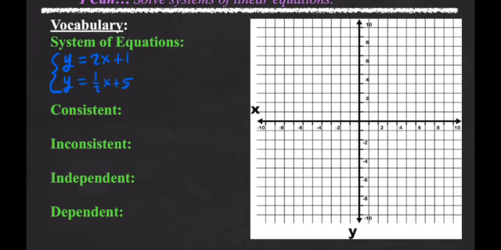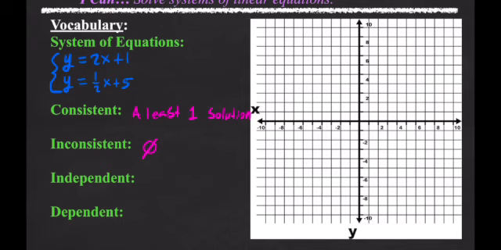So another word that we have is the word consistent. A system of equations is consistent if we have at least one solution. It is inconsistent if it has no solution. By the way, that symbol means no solution. I'm just doing that for quick notation.